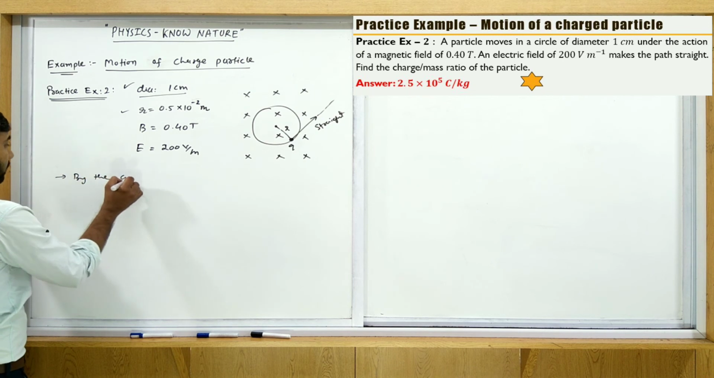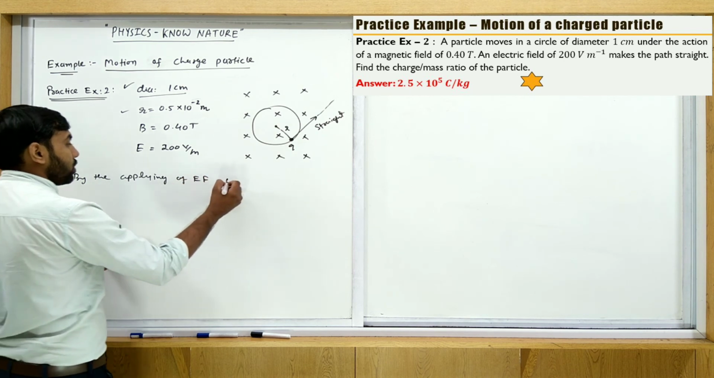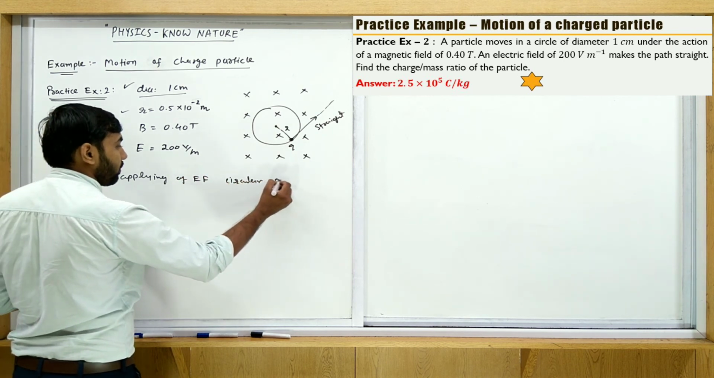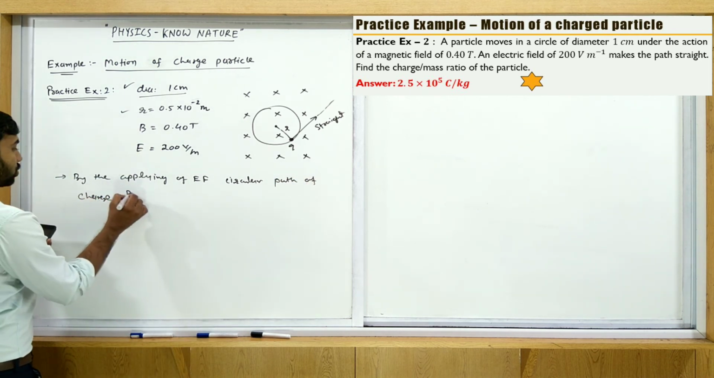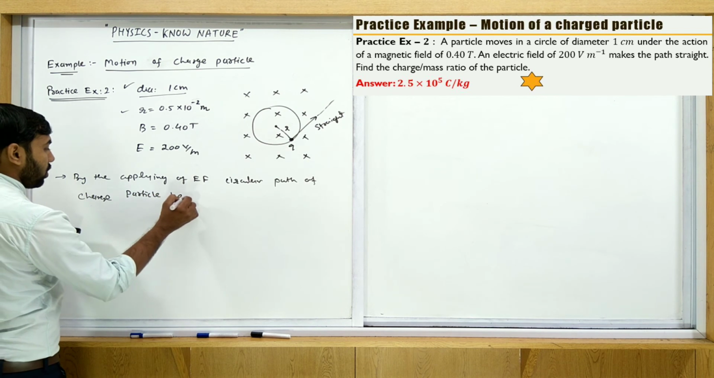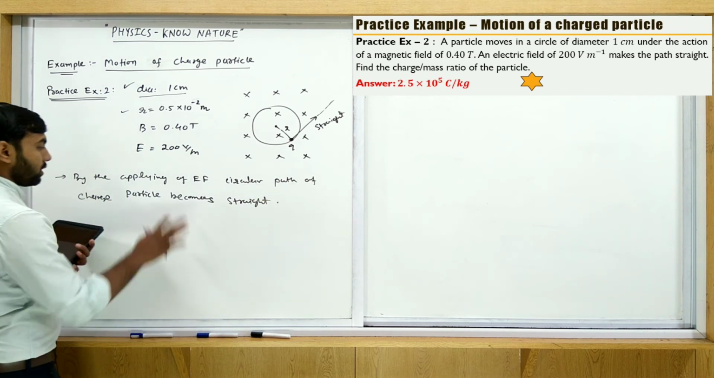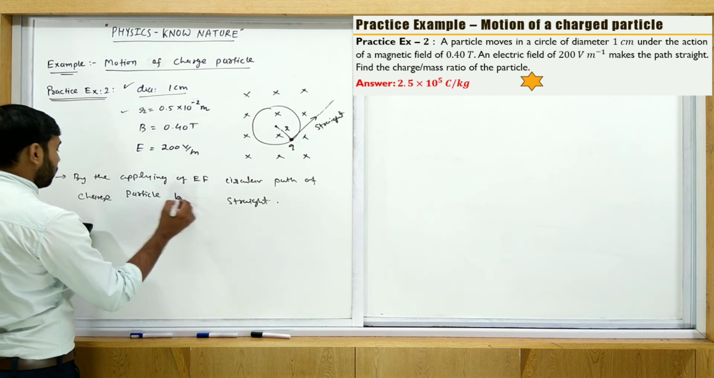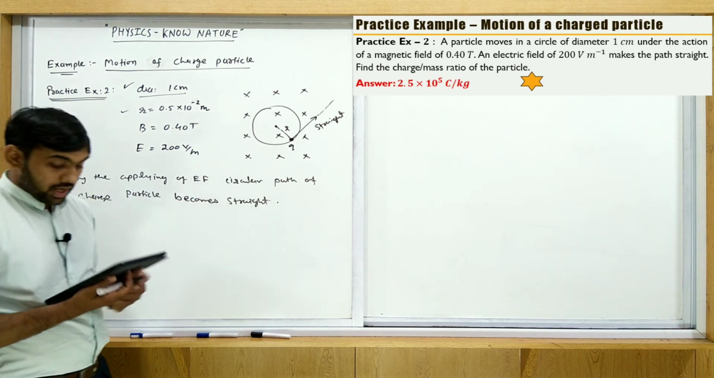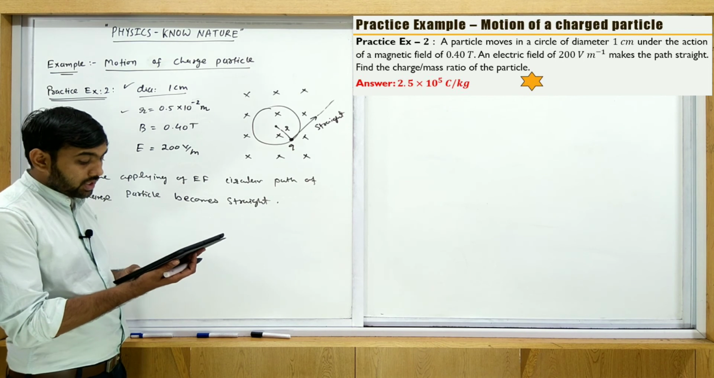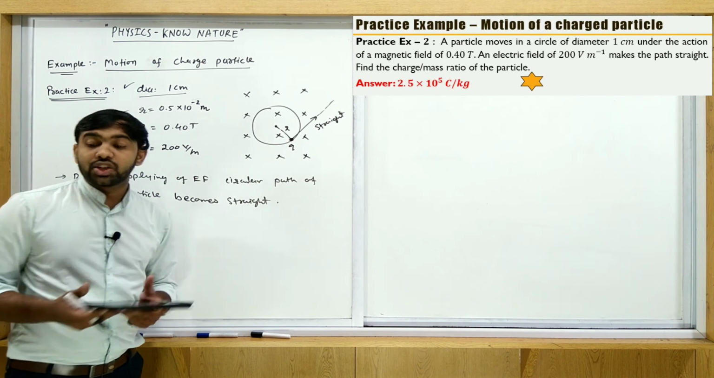It is only possible by applying an electric field: the circular path of a charged particle becomes straight. अगर ऐसा है तो आपको फाइंड क्या करना है? ऐसा हो जाता है तो आपको फाइंड करना है find the charge to mass ratio of this particle.